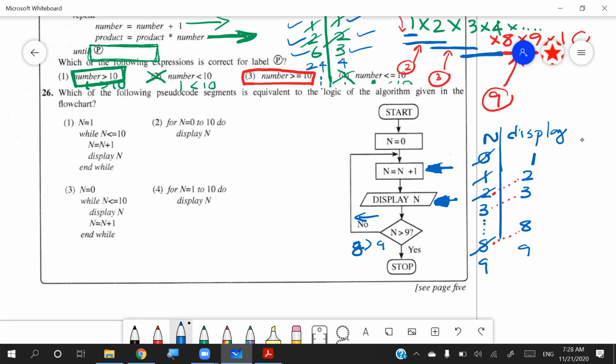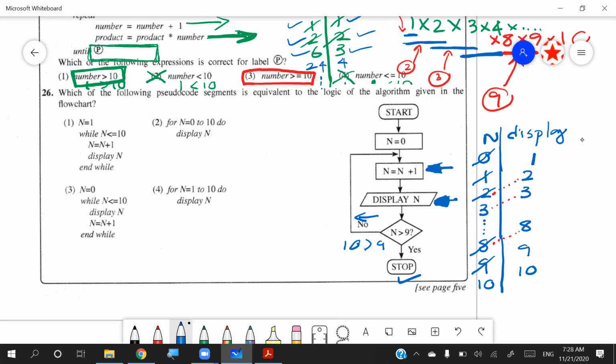Then, is 9 larger than 9? Still it is no, it is equal. So it goes again, increases by 1 and displays that value. Then n is going to be 10 now. Is 10 larger than 9? Yes, so it is going to stop. So your displays are going to start from 1 and go to 10. This is the way that the flow chart works.